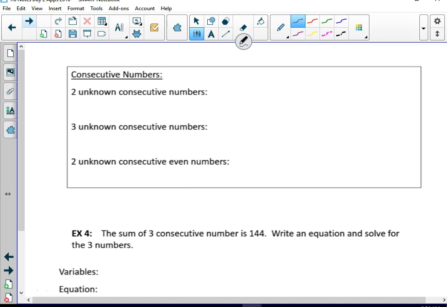So what's a consecutive number for 5? 6. 17, 18, right? Consecutive numbers are one after another. So, 2 consecutive numbers. If one number is x, what's my next number going to be? X plus 1, right. Just one more than the previous number. So 5 plus 1 is 6. 17 plus 1 is 18. Consecutive numbers.